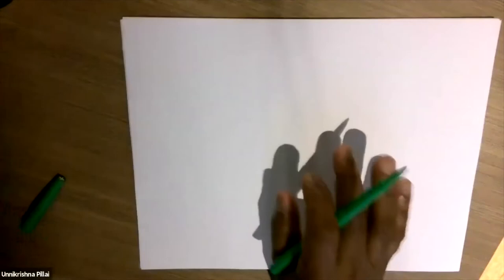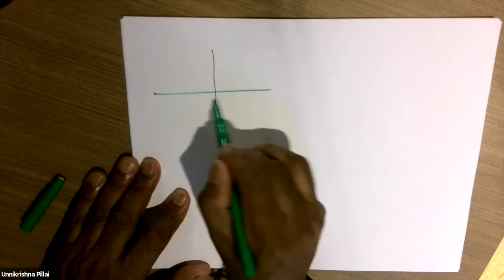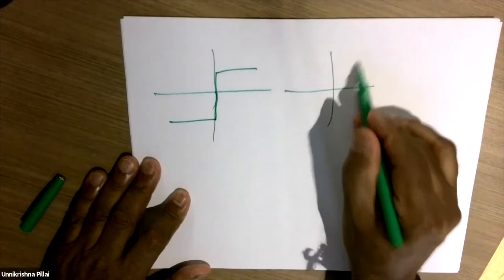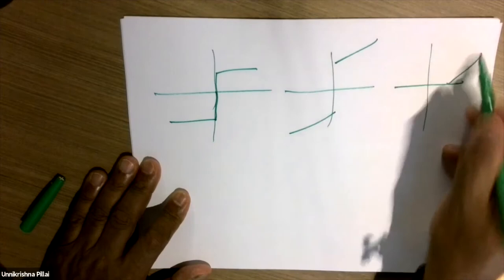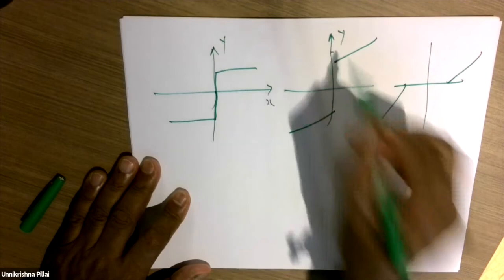So let me do some discrete problems. What if I give you the transformation like this? Hopefully you have seen this in the videos, but I'll do these three problems for you. So everything, y equal to x.